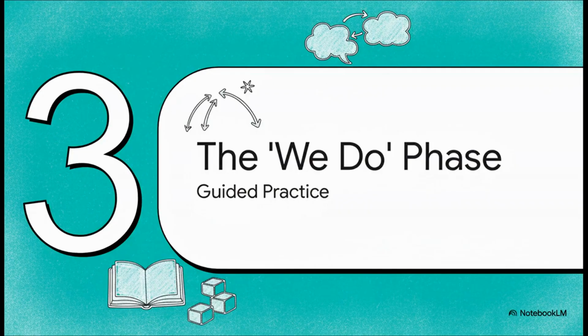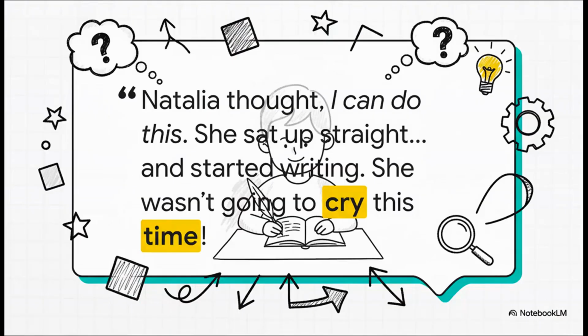Okay, you've done the modeling. Now it's time to shift gears from I do to we do. This is the collaborative heart of the lesson, where you and your students are going to roll up your sleeves and tackle a text together. Let's use this awesome little mentor text. You'd read this out loud with your class, and you could say something like, okay, team, we're going to zoom in on this one moment and see what the author is really showing us about our main character, Natalia.